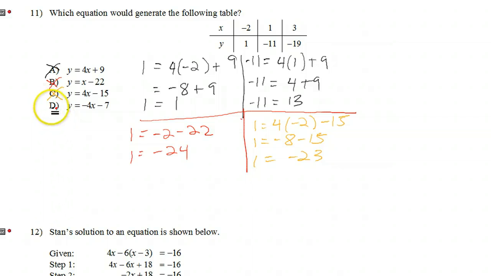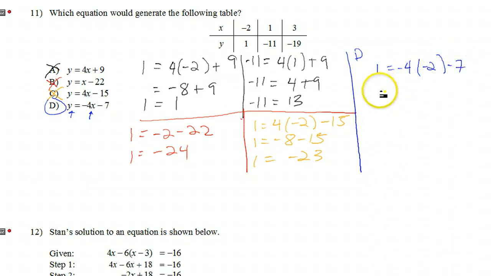So I'm going to plug in a -2 for x, and then a 1 for y, this time on that one. So this is for answer letter D. So I'm going to get 1 is equal to -4 times -2 minus 7. And now we get 8 minus 7 is 1. So it works for the first one. Let's just try at least one more answer. So I'm going to try this one now. Plugging in 1 for x and -11 for y.